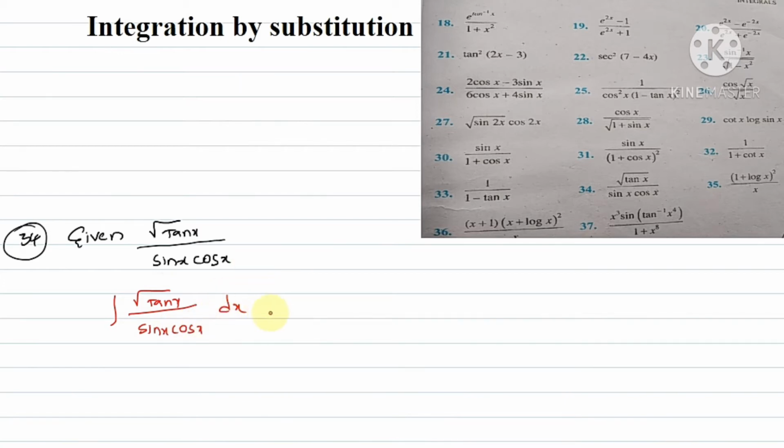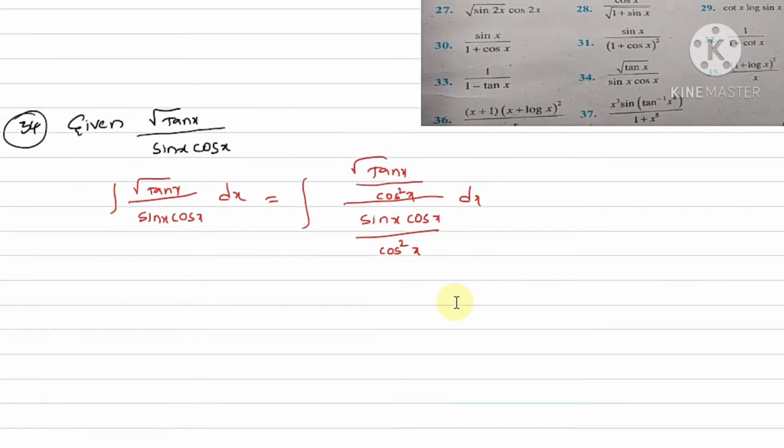Okay, so now without loss of generality I am dividing the numerator and denominator by cos square x, which implies the integration of root tan x upon sin x into cos x dx. One by cos square is secant square x upon, so cos will be cancelled, sin by cos is left, that will be tan x into dx.